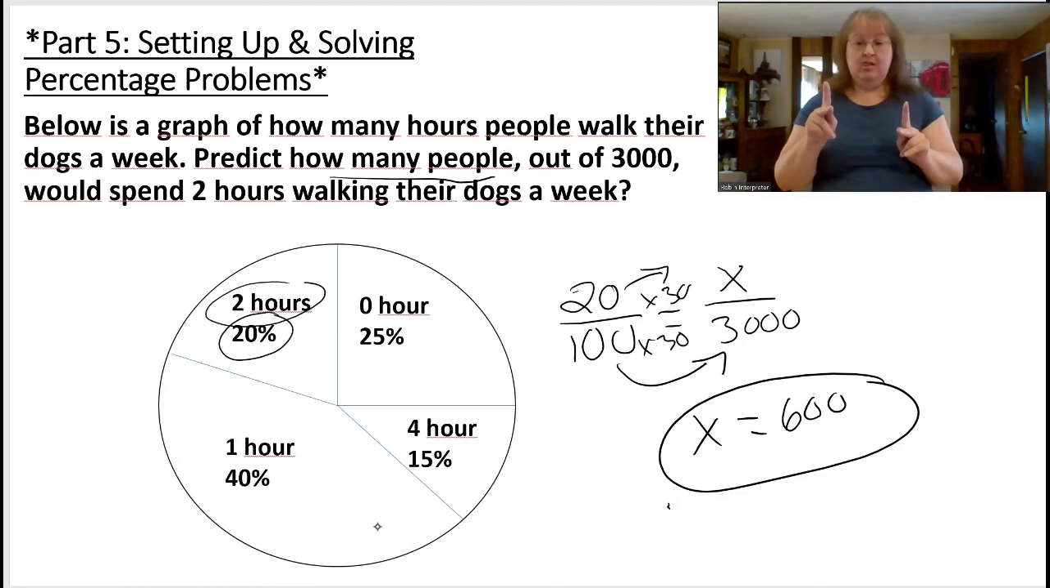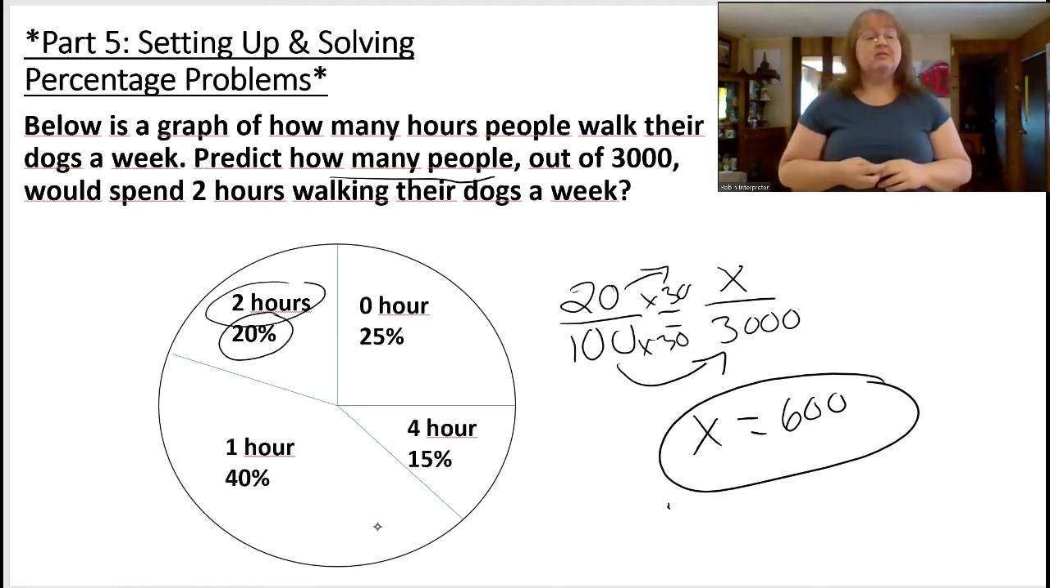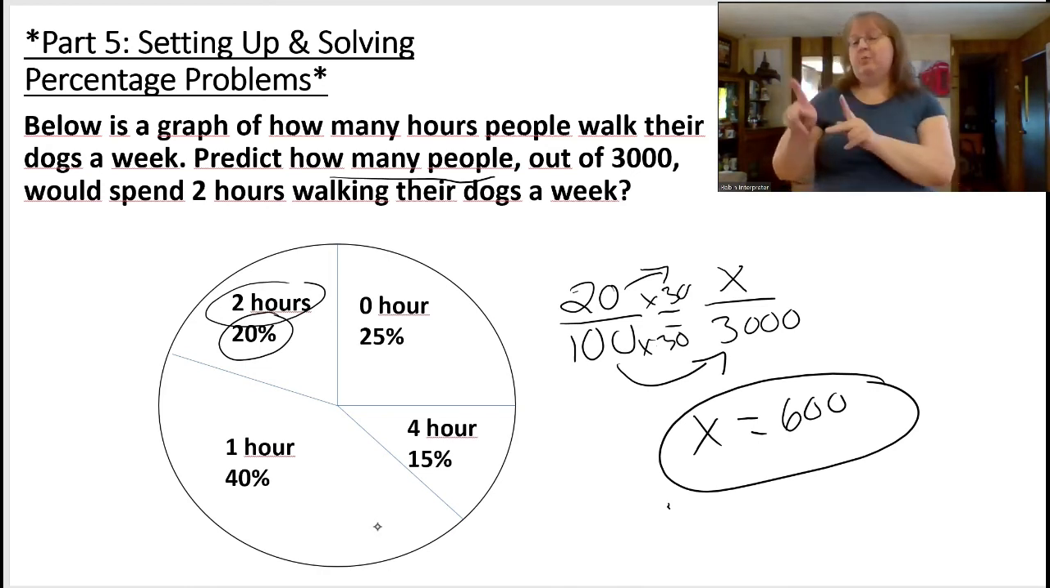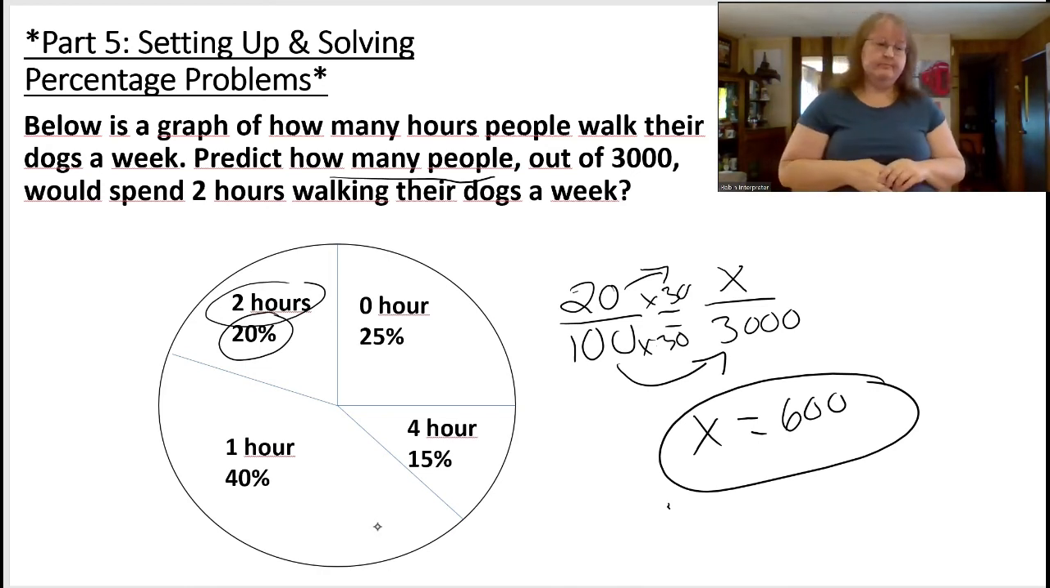So if 20% of people walk their dogs for 2 hours a week, then that means out of 3,000 people, if there were 3,000 people, that's 600 people. Okay, let's try the next one.